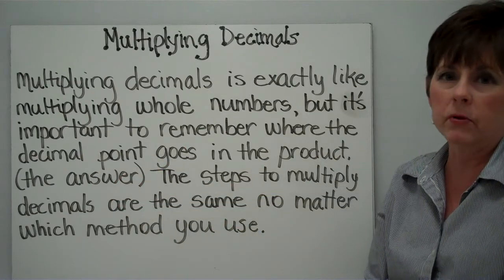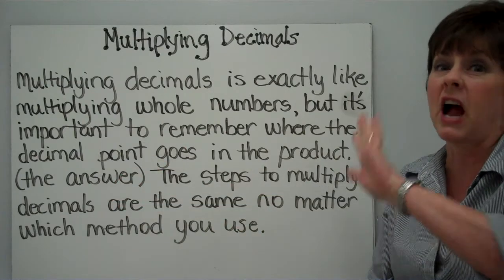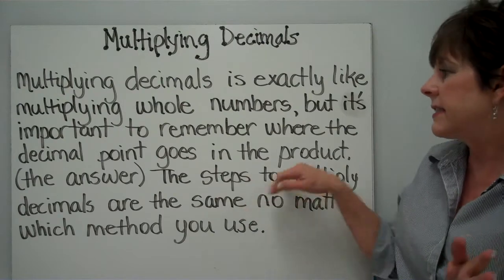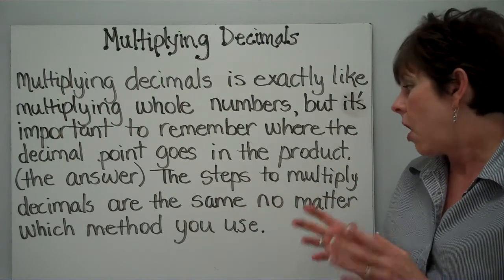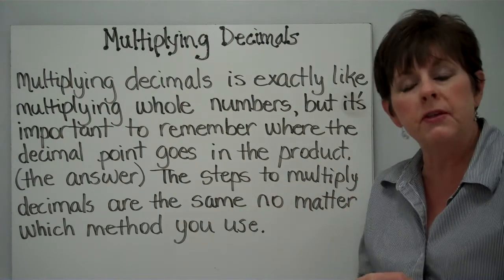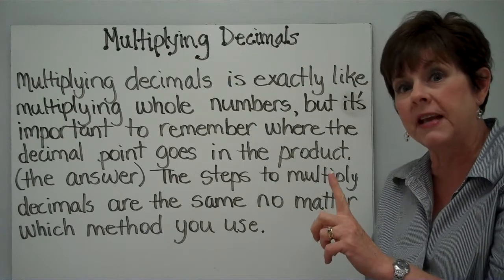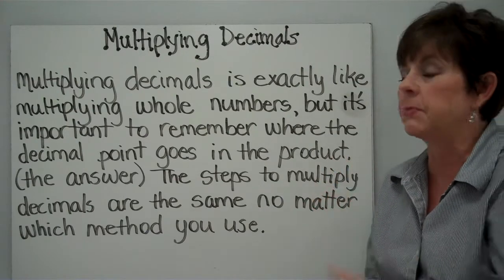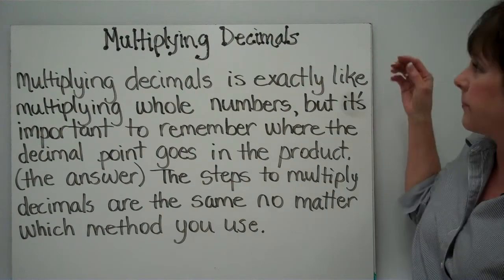The decimal point is really important. Without that, you'll have an entirely different number. The steps to multiply decimals are the same no matter which method you use, but the most important step is to remember that you have to put a decimal point in your answer.